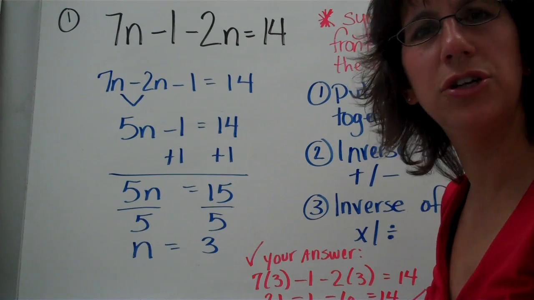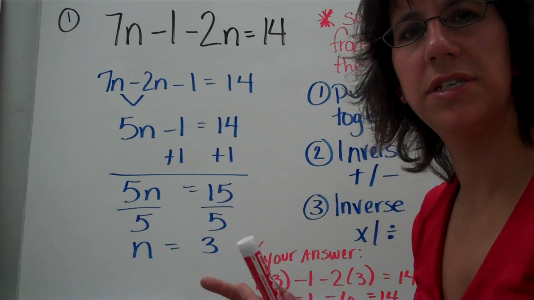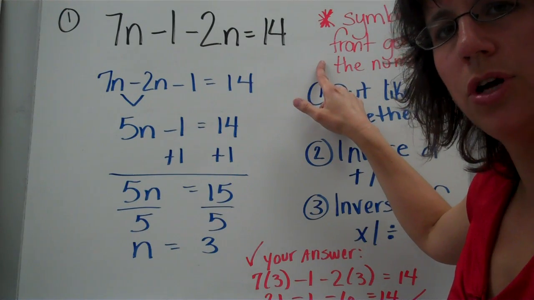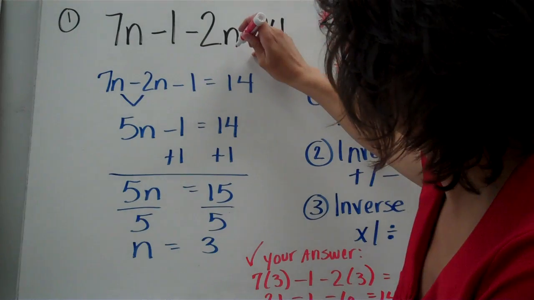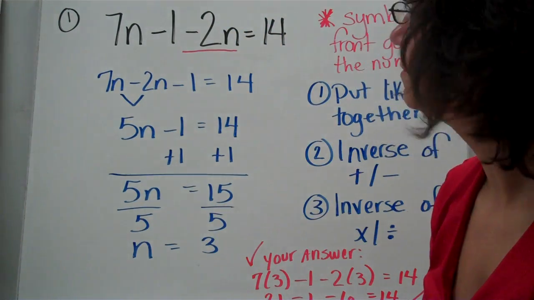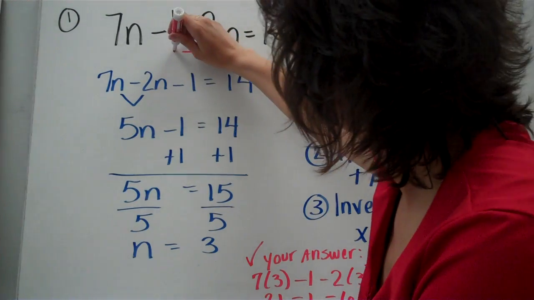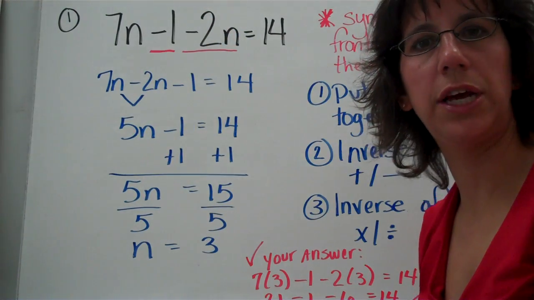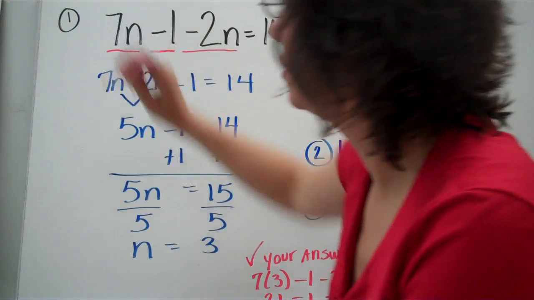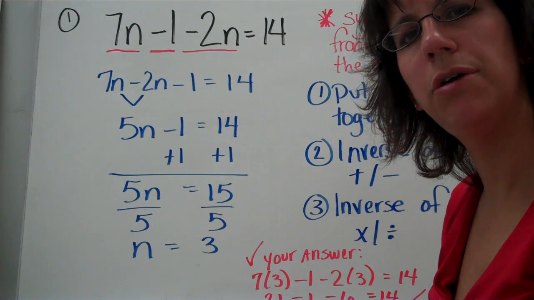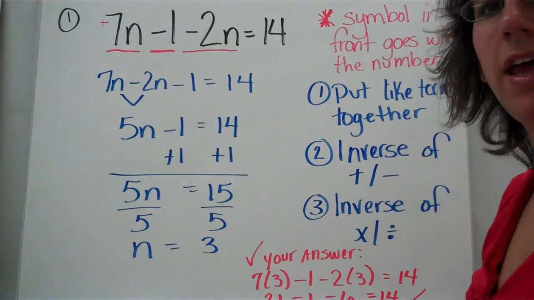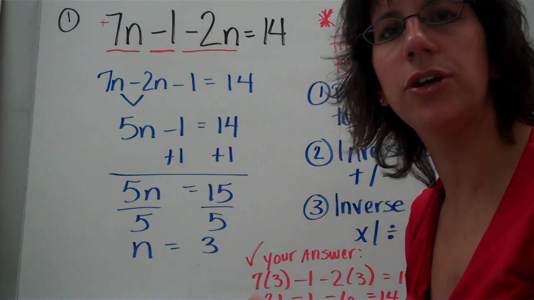Well, sometimes that can be a little tricky because you don't know when you move the numbers together what goes with it. So I want you to remember that the symbol in front of the number goes with it. So I'm going to just underline here. This 2n goes with that subtraction. This is subtract 1. Now some people like to do keep, change, and make it plus a negative 1. You can do that as well. This 7n, what symbol's in front of that 7n? Do you know? Right, it's a positive. That would be a positive 7n. Remember, the symbol in front goes with the number.